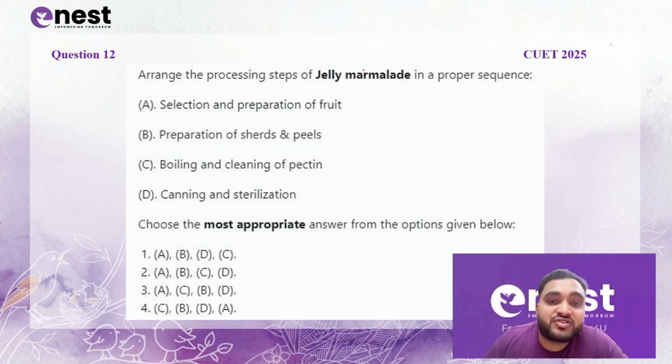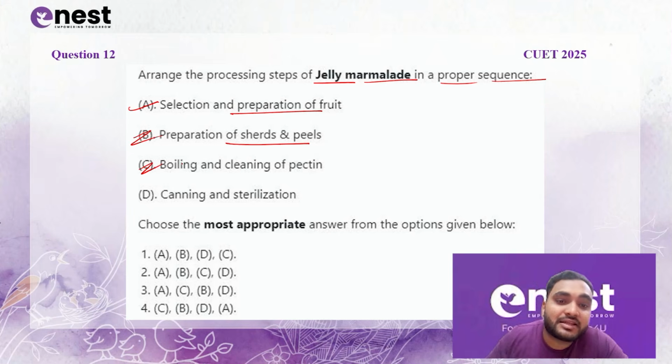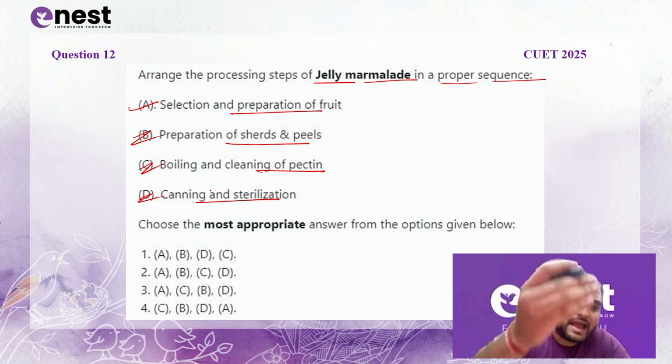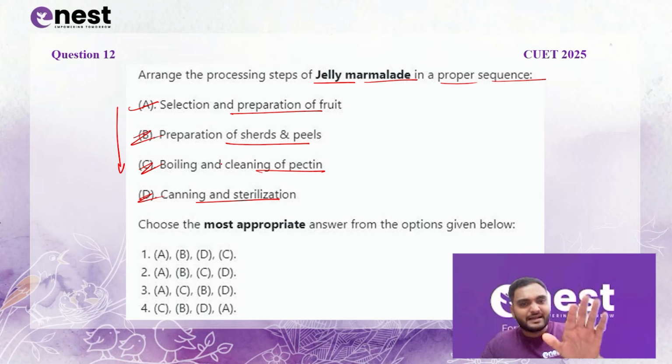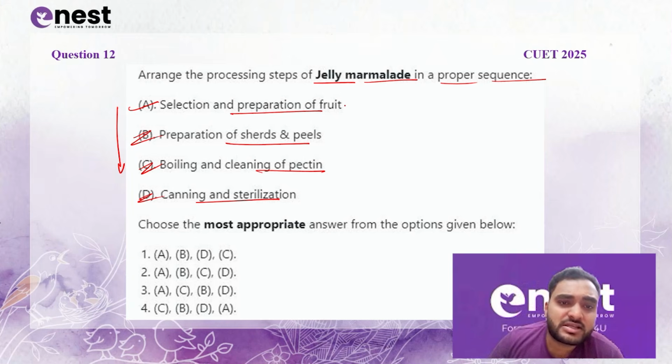Arrange the following steps of jelly marmalade processing in a proper sequence. The options are selection and preparation of fruit, preparation of shreds and peels, boiling and cleaning of pectin, and canning and sterilization. If we actually see, all options are arranged in the correct order, that means A, B, C, and D. So let's see one by one all the options.